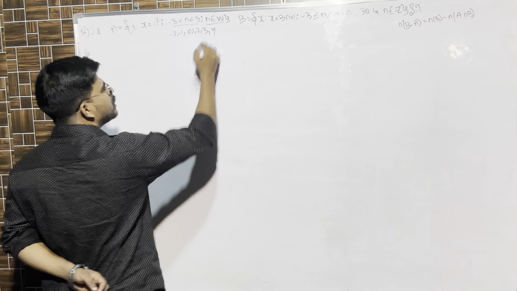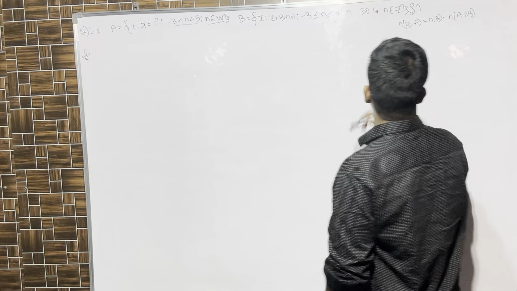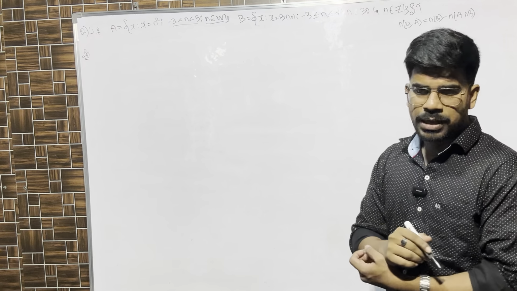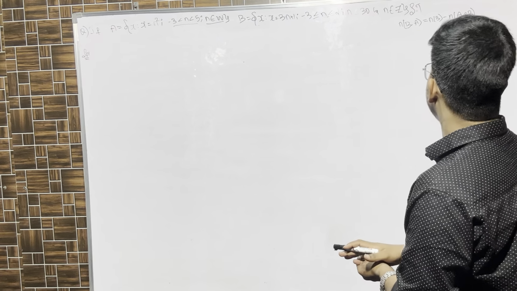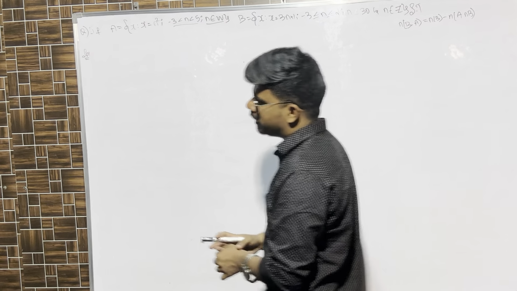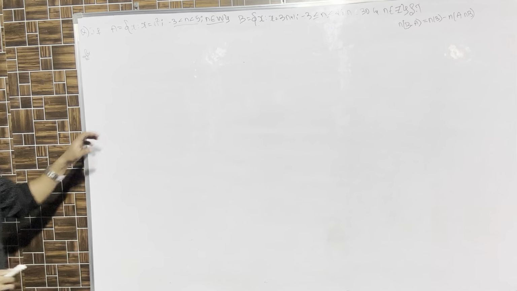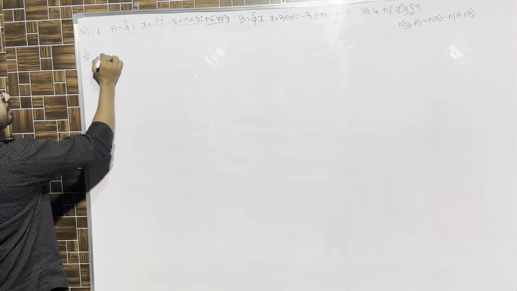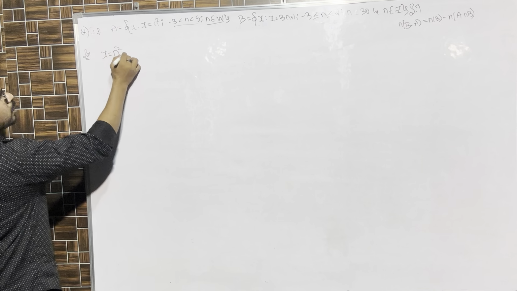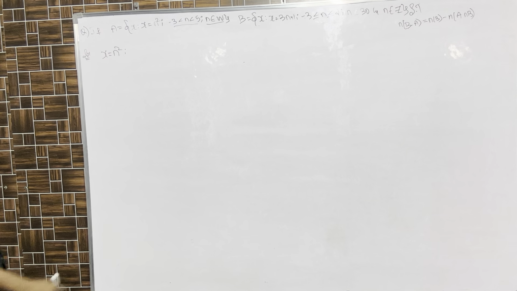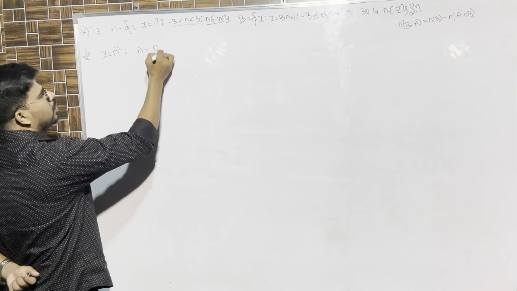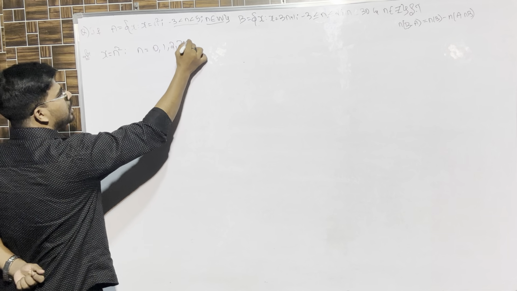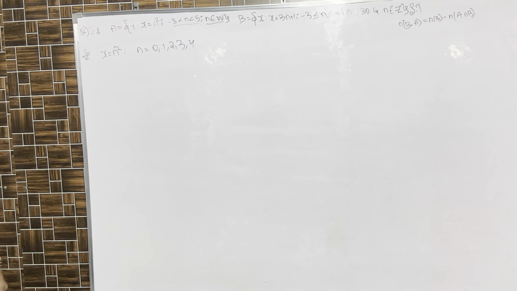Clear? We'll substitute the values, find set A and set B, and here we are asked to find n of B minus A. Number of terms in B minus A should be equal to number of terms in B minus number of terms in A intersection B. Let us extract A and B first. For set A, given x is equal to n square, and the value of n starts from 0, 1, 2, 3, 4.